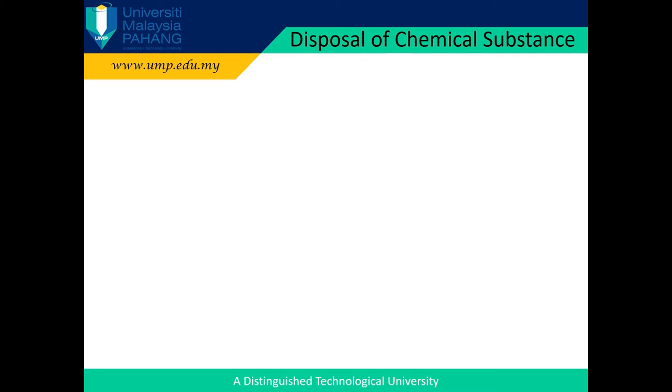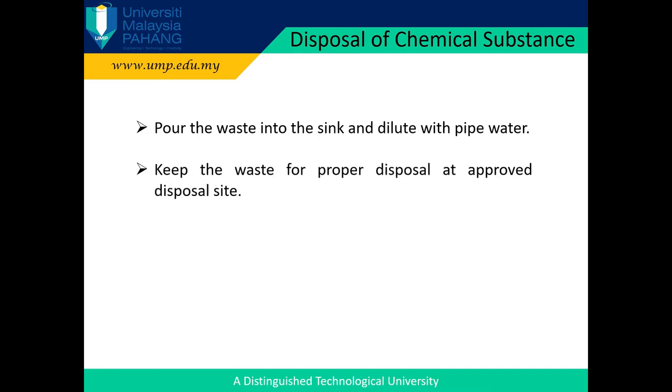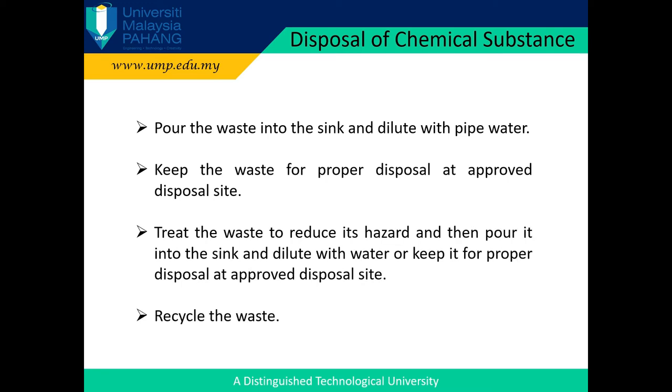Disposal of chemical substance. Basic disposal includes pour the waste in the sink and dilute with pipe water. Keep the waste for proper disposal at approved disposal site. Treat the waste to reduce its hazard and then pour it in the sink and dilute with water, or keep it for proper disposal at approved disposal site, or recycle the waste.